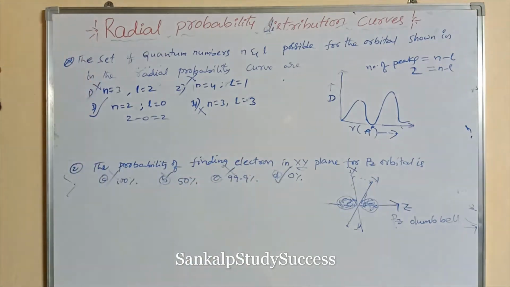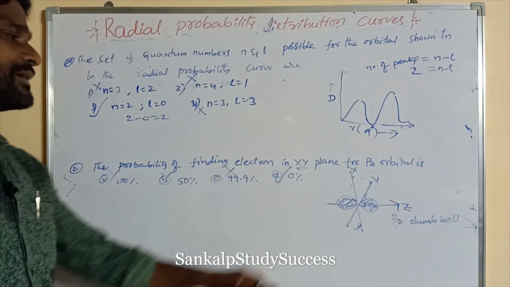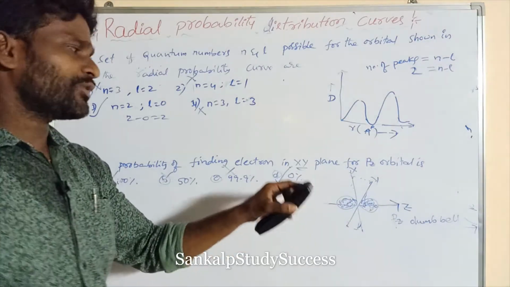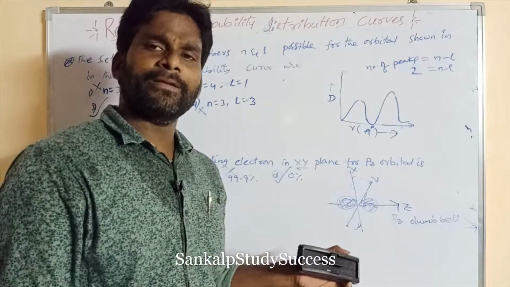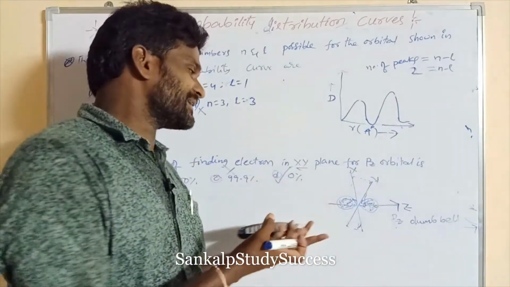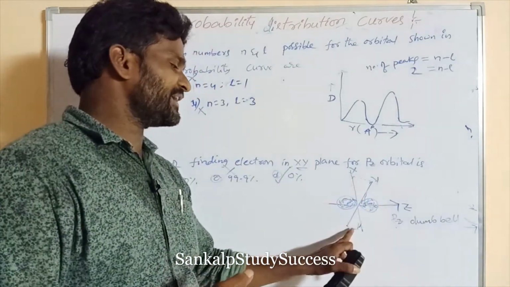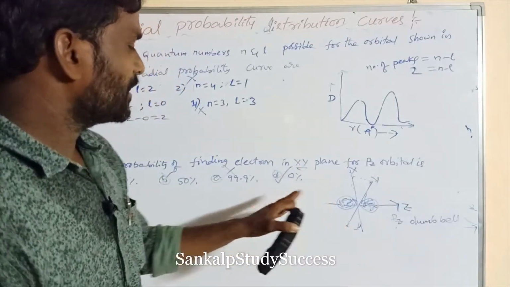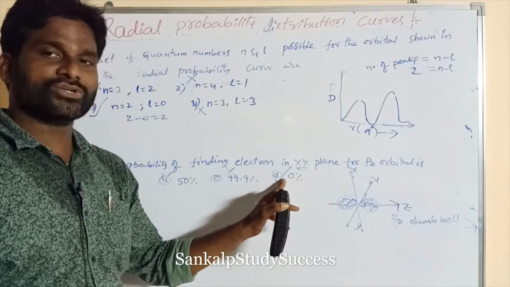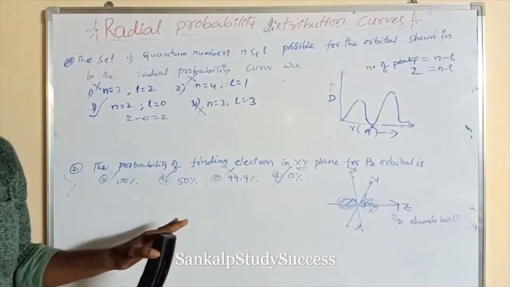So what is the answer? 0%. The xy plane is a nodal plane. What is a nodal plane? A nodal plane is an imaginary plane passing through the nucleus of the orbital where the probability of finding the electron is 0. So in the xy plane, the probability of finding the electron is 0%. That is the answer.